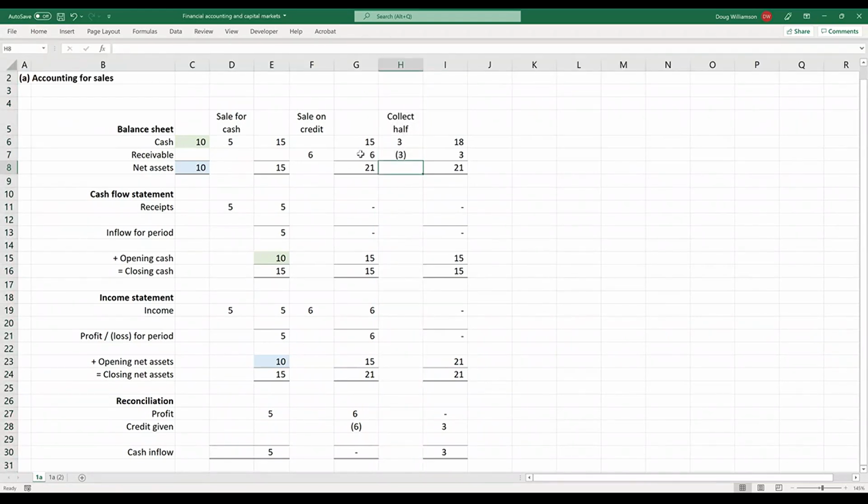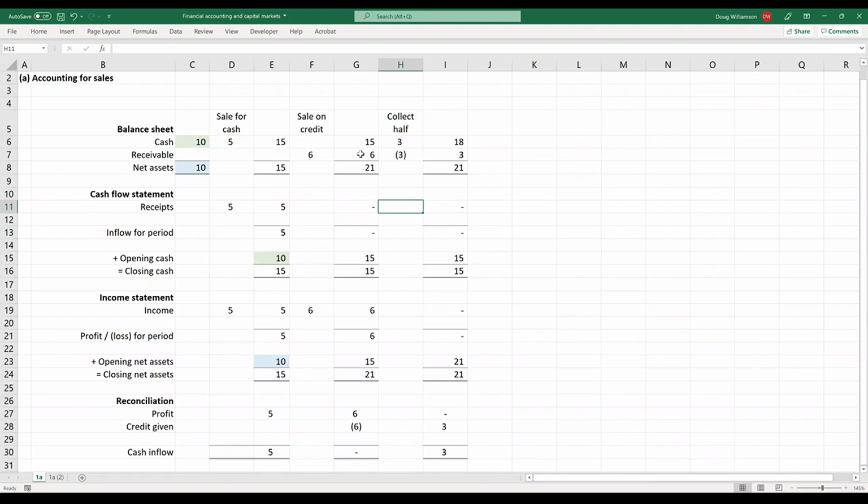And net assets haven't changed in this period. We've got a receipt though, so the net assets haven't changed because we were owed 6, we've collected half of it, which is 3. So we've changed half of our receivable asset, money owed to us by the customer, into cash. So 3 moved from their bank accounts to ours. So we transformed one of our assets, non-cash assets, into a cash asset.